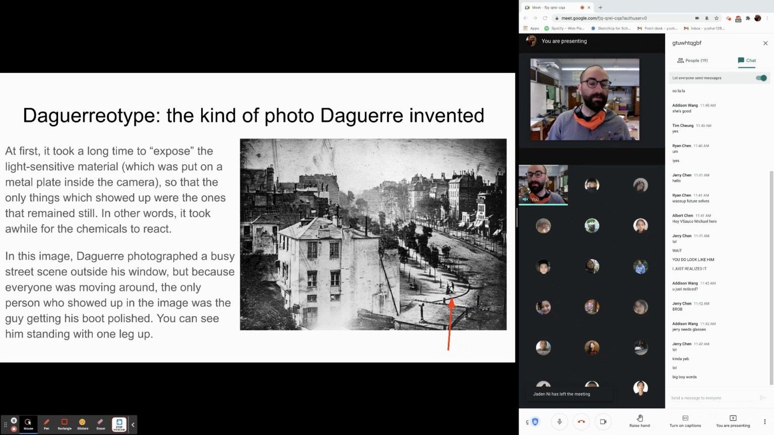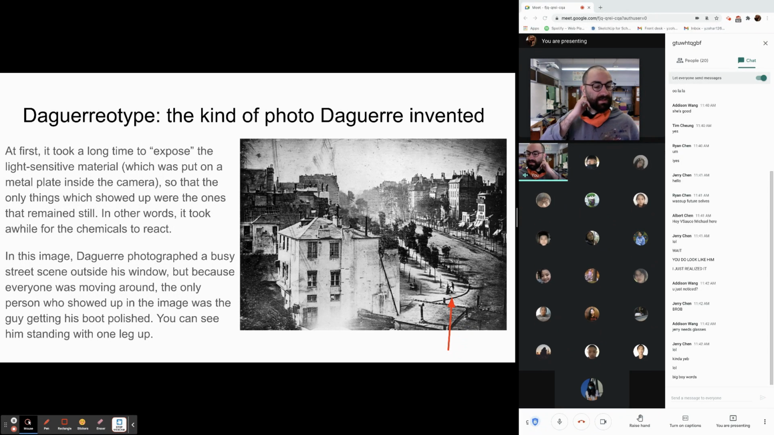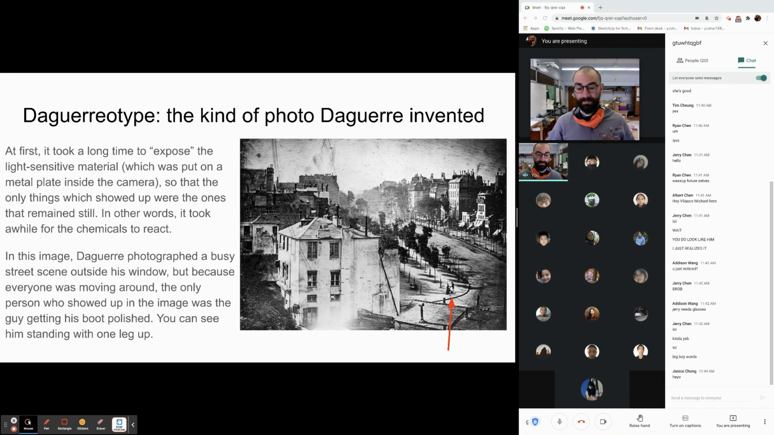At first, it took a long time to expose the light-sensitive material, which was put on a metal plate inside the camera, so that the only things which showed up were the ones that remained still. In other words, it took a while for the chemicals to react. In this image, what we see is a busy street scene outside of Daguerre's window in Paris.